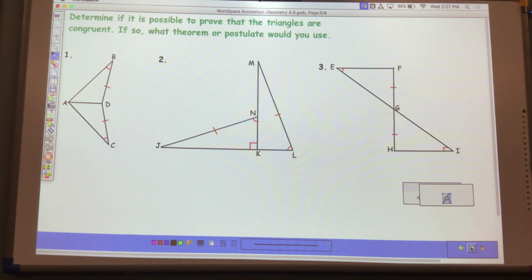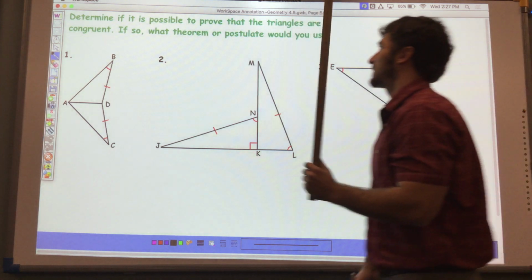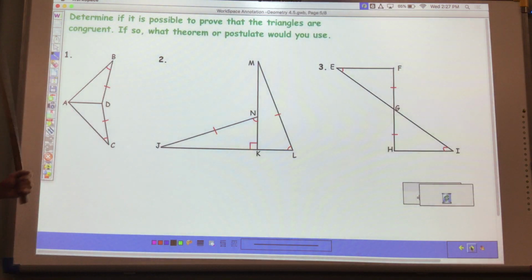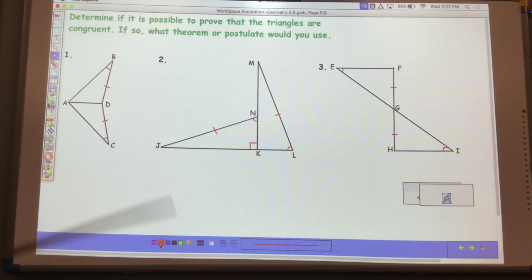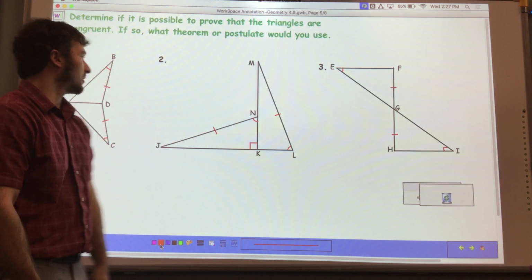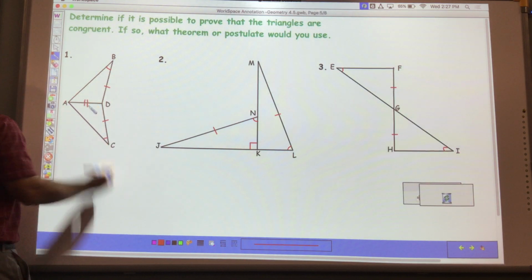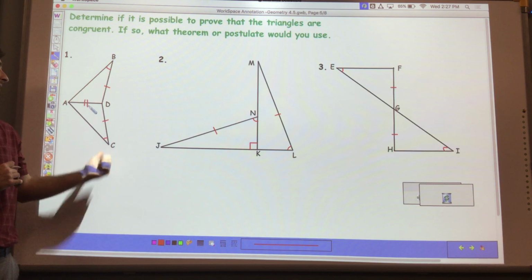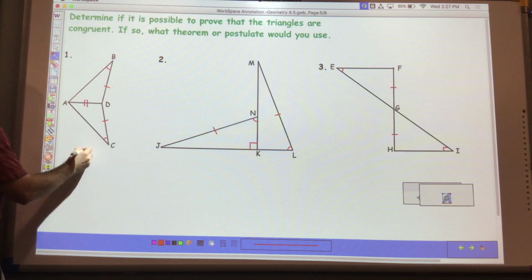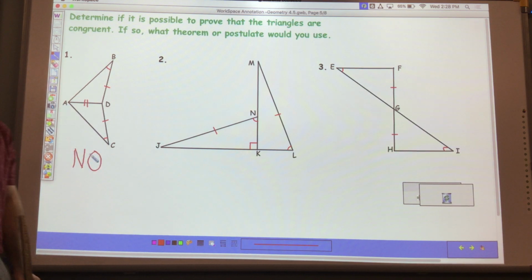So, keeping those 5 that we've learned in mind, determine if it's possible to prove that the triangles are congruent. If so, what theorem or postulate would you use? So we look at number 1 here, and I see a side and I see an angle. So what you should be thinking is, okay, is there anything else I know is congruent? Well, they do share a side. That's all we know. And if you remember from the previous video, we do not have an angle, side, side postulate or theorem. Okay? So this one is not going to work. Again, you should never write swear words on your assignment. So these are not congruent.